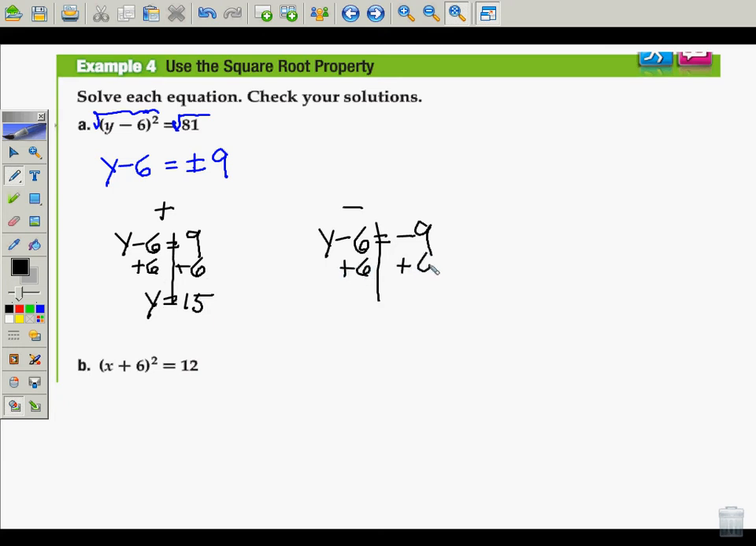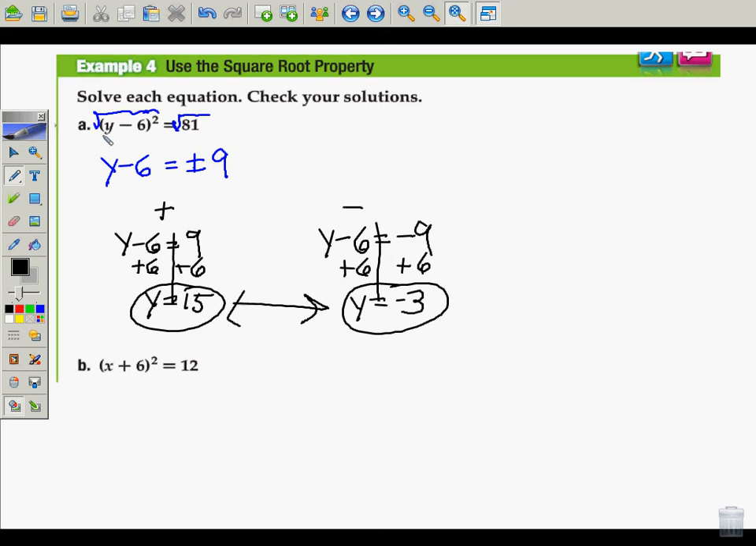And then you can go back and check your answer. 15 minus 6 would give me 9. 9 squared is 81. Negative 3 minus 6 gives me negative 9. Negative 9 squared also gives me 81. That's why we have these two different answers. Each of these, when I plug them in, would give me a 9 or a negative 9, which would then equal 81.